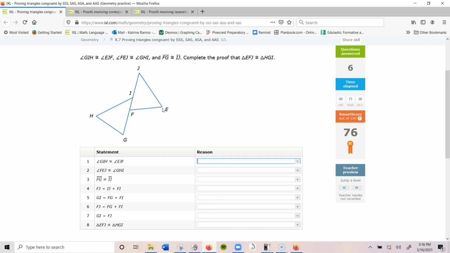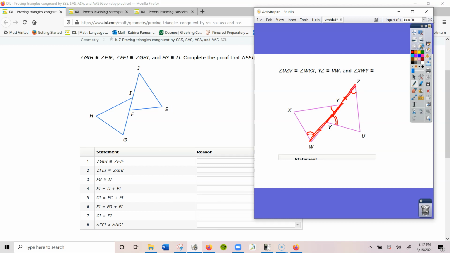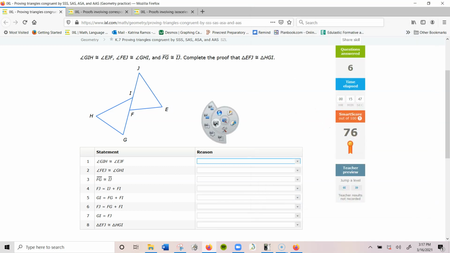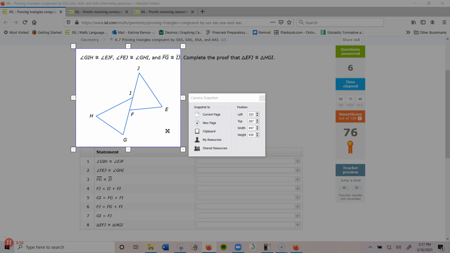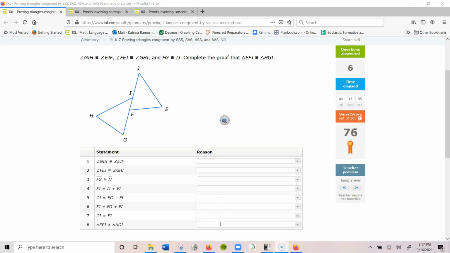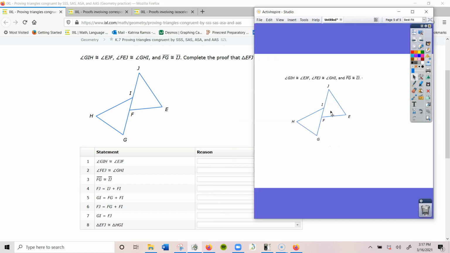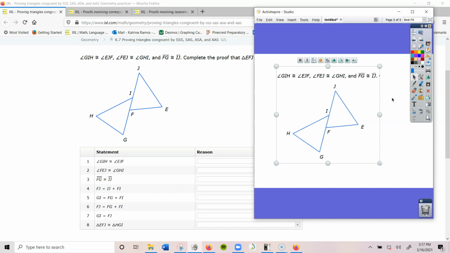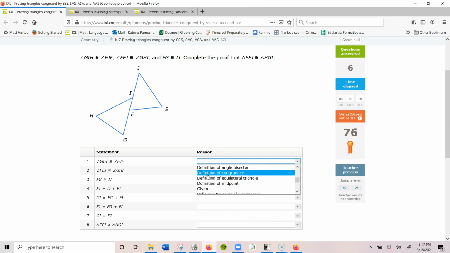All right, so for this one, we don't really have a lot drawn out, so I'm going to go ahead and take a picture of this. All right. So as you can see in the description first, we are told that angle GIH is congruent to EJF. So that is a given statement. Typically, the first couple are usually given.